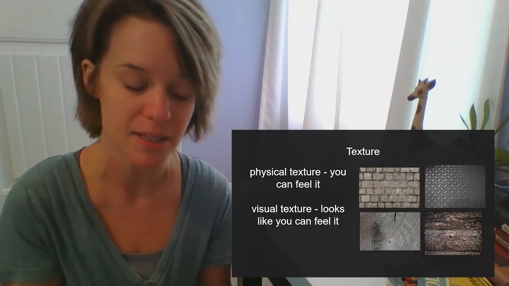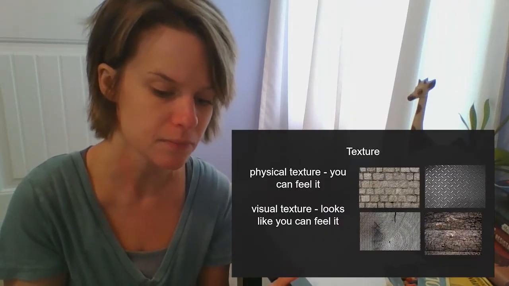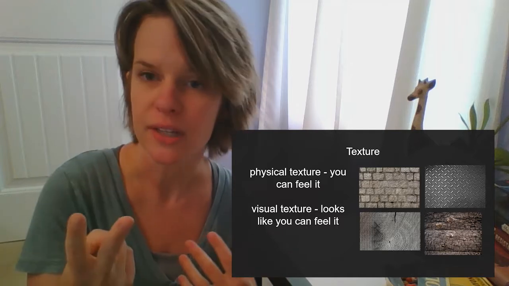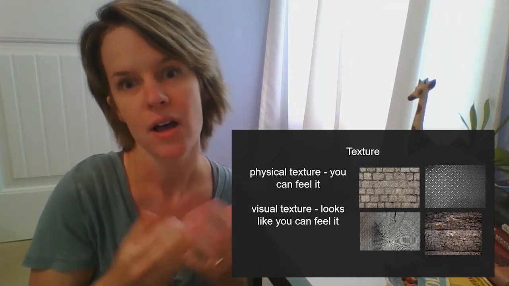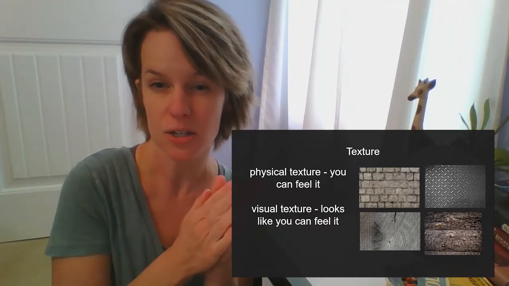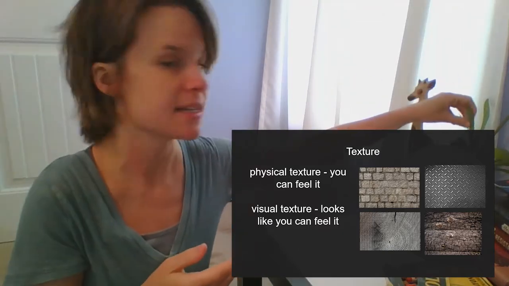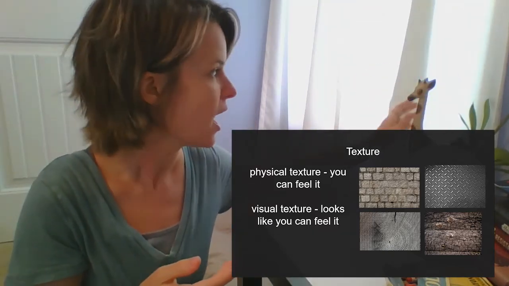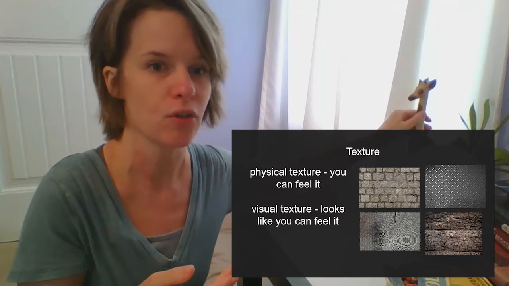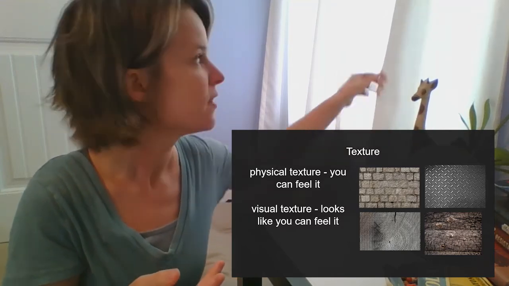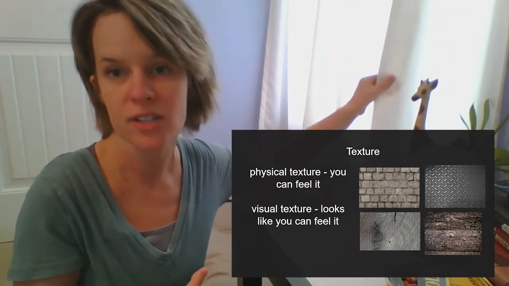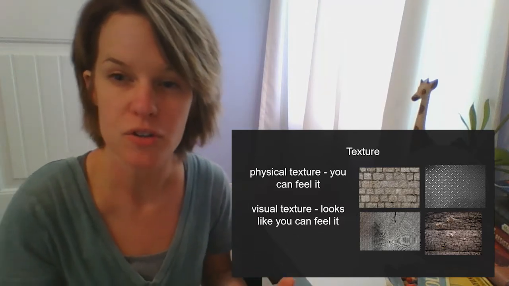So what I'm going to talk to you about today is texture. It's one of those important elements, and texture can be two different things. You can have physical texture that you can touch. So this plant has a smooth texture. I can feel the grain on the wood of this giraffe. This cloth has a soft texture, but texture can also be visual.